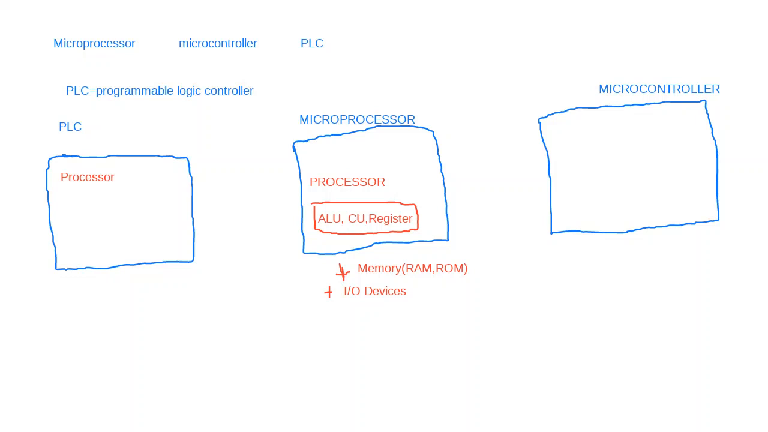So again, what do we have in PLC? In PLC we have a processor, which has three parts, again the same thing. Now we try to divide this block into two parts. One is the processor, and what else is inbuilt in PLC is the memory.